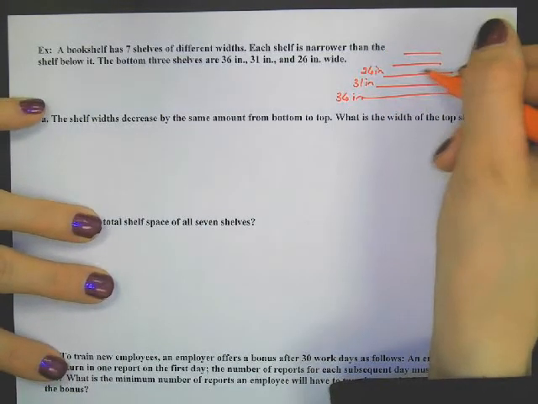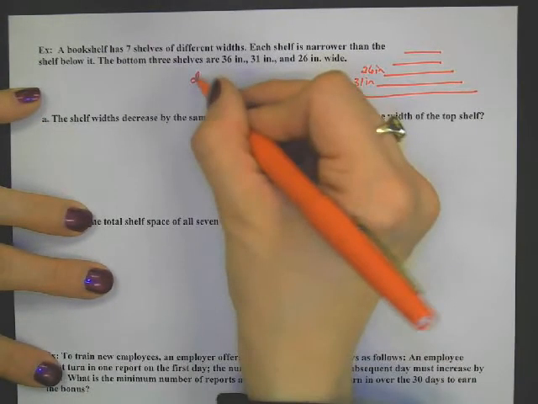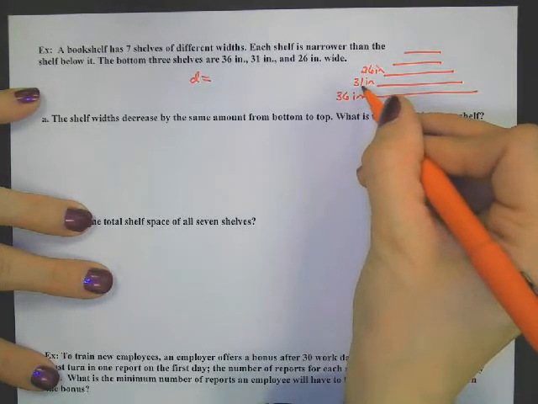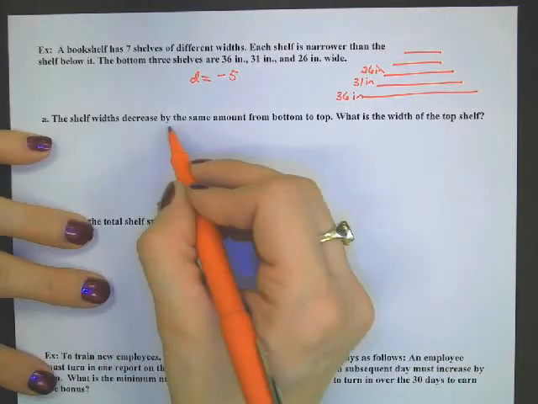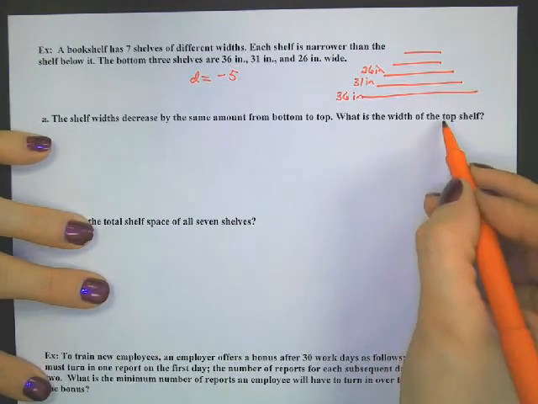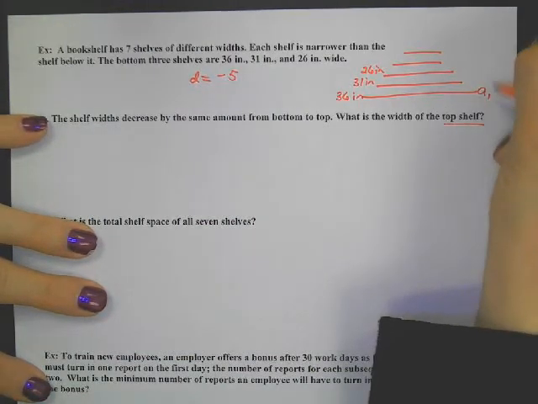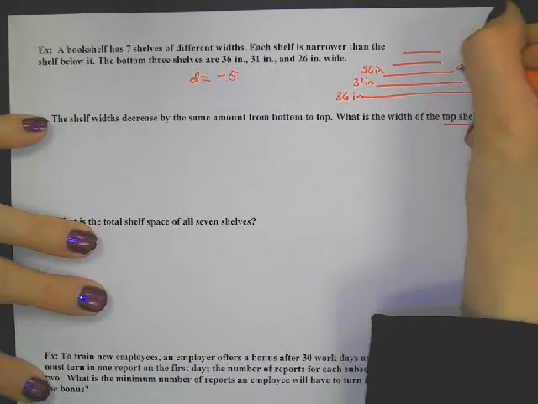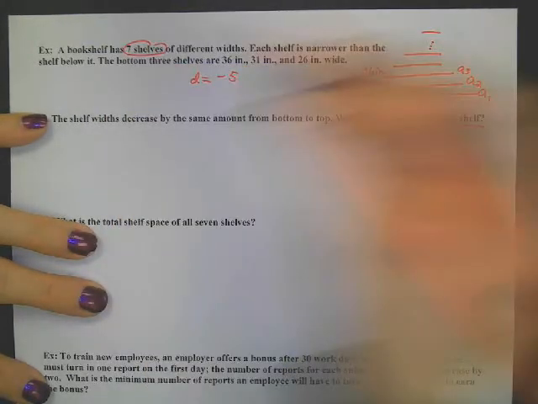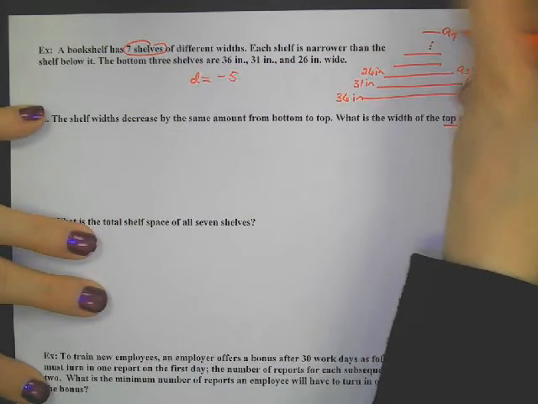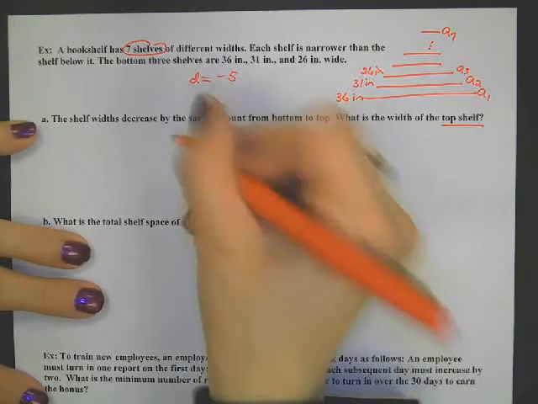It seems like these shelves are an arithmetic sequence. Arithmetic, and the D is minus 5. Okay, the shelves decrease by the same amount. What is the width of the top shelf? Okay, so this is A sub 1, the first shelf. A sub 2, the second shelf. How many shelves are there? It says 7 shelves. So A sub 7 is the last shelf. So they want me to find the top shelf, A sub 7.